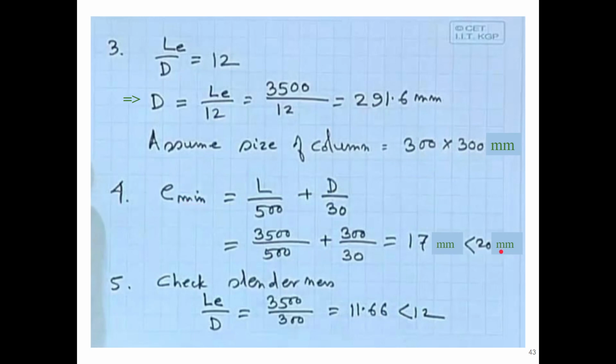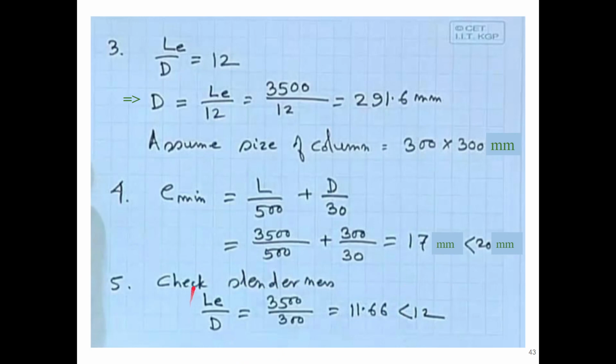So it should always be less than 20 mm as per the IS code. That is calculated using this formula, L by 500 plus D by 30. L is 3500, right, and D is 300. So 3500 by 500 plus 300 by 30 is 17 millimeter, and it is less than 20 mm. So it is satisfied.